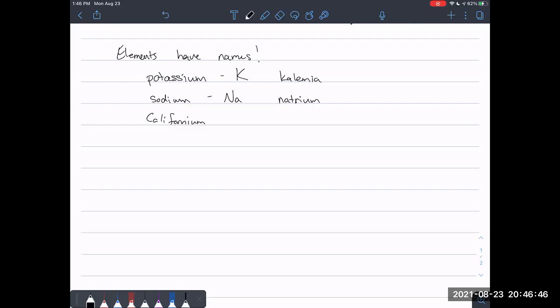Where was I? Oh, so we're saying they're named after places. California, named after... anyone take a guess? Let me guess, Nebraska. No, it's California, right? That's not spelled correctly. It's E-L-I-U-M.